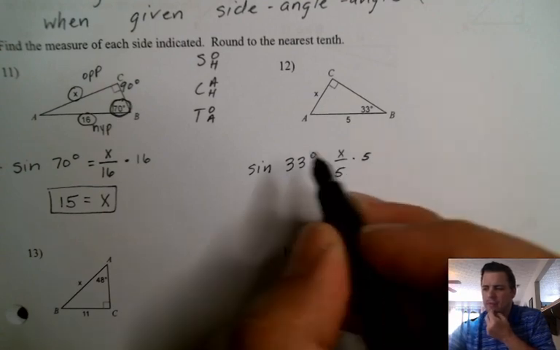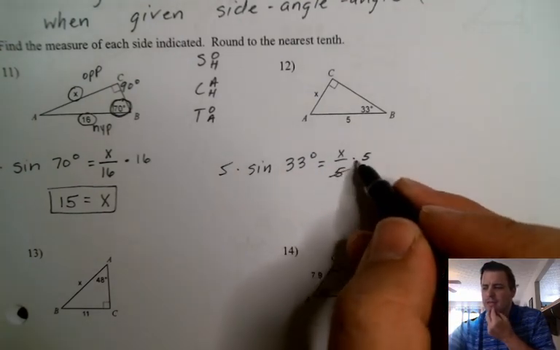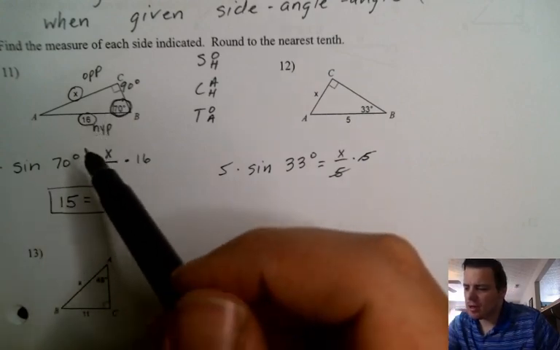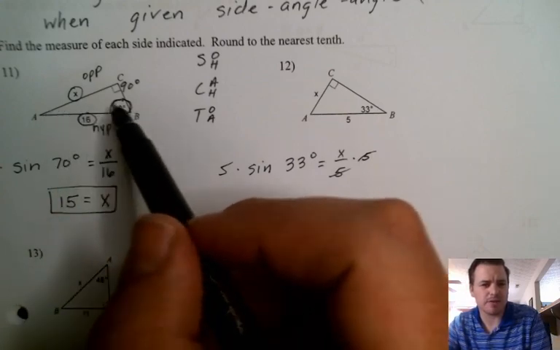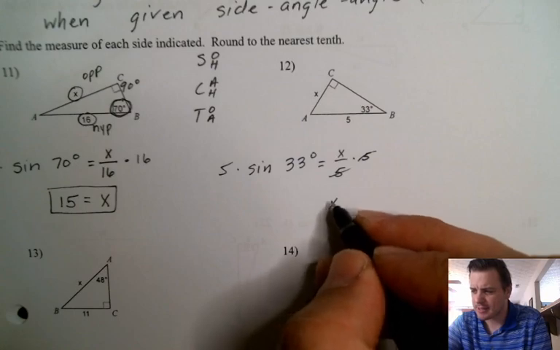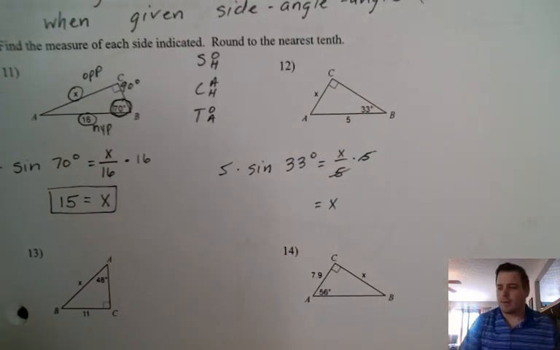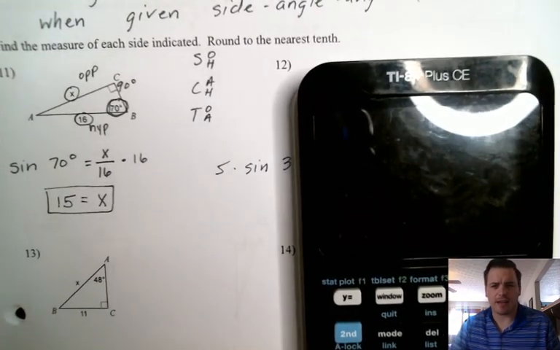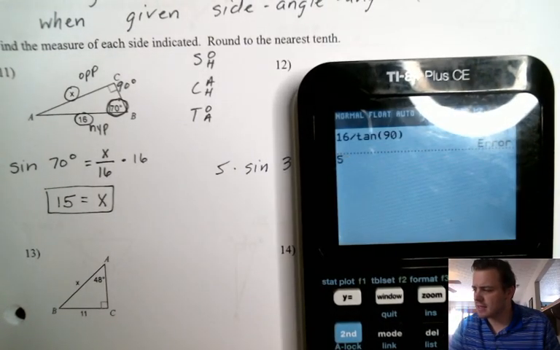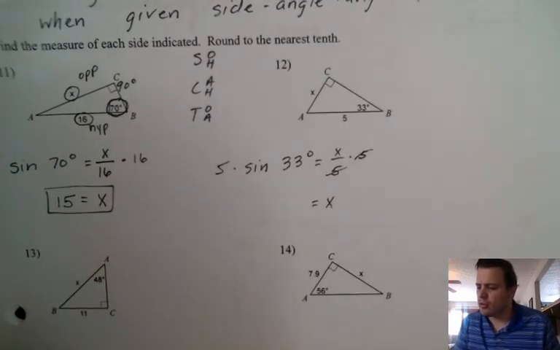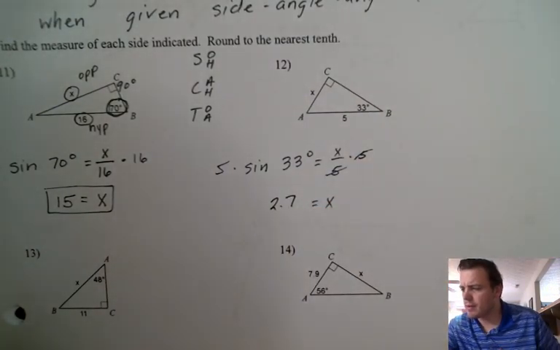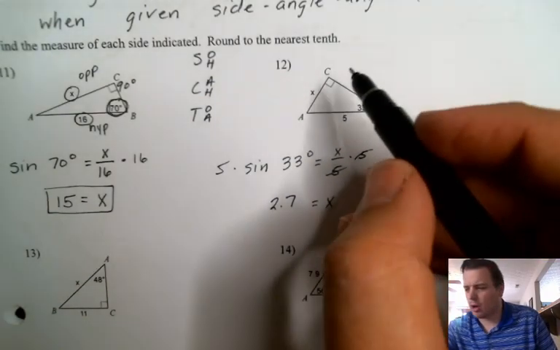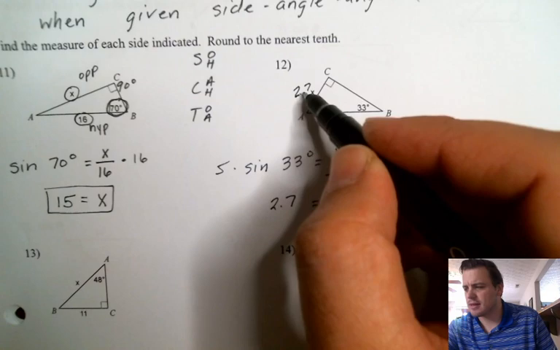I multiply 5 on both sides. And guys, make sure it always makes sense. Like if the x here was 15, well, the hypotenuse is 16, so that makes sense. The hypotenuse is the longest side. So always make sure it makes sense. And then x is equal to, grab your calculator and just type it in, 5 times sine of 33. 2.7. Okay? And that would make sense. It's the smallest side on there, so yeah, that makes sense that it would be 2.7.